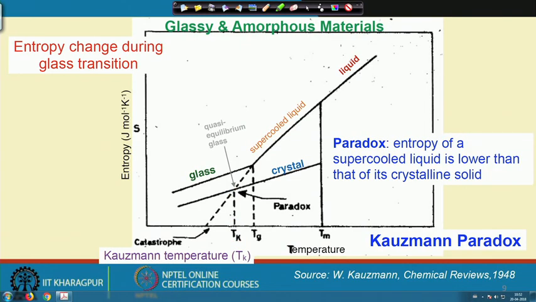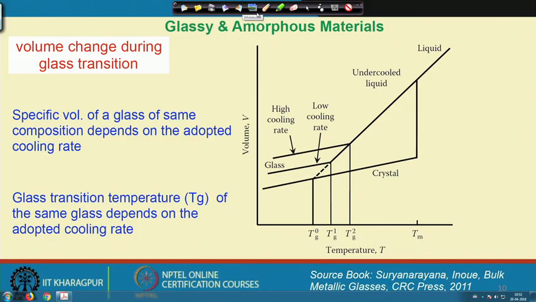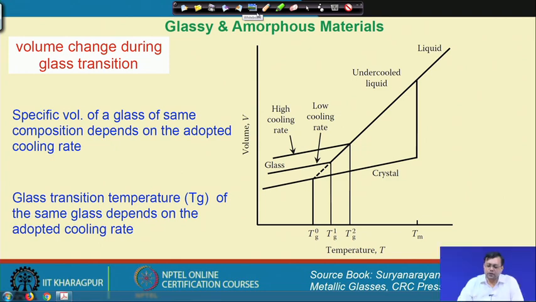Now, let us proceed further and see what other changes may occur. So far we have discussed the specific heat capacity and the entropy. Again, going back to the volume change, or specific volume change, during the glass transition phenomenon. Here you see once again the same cooling curve that I showed you, in terms of the specific volume change with the temperature axis.